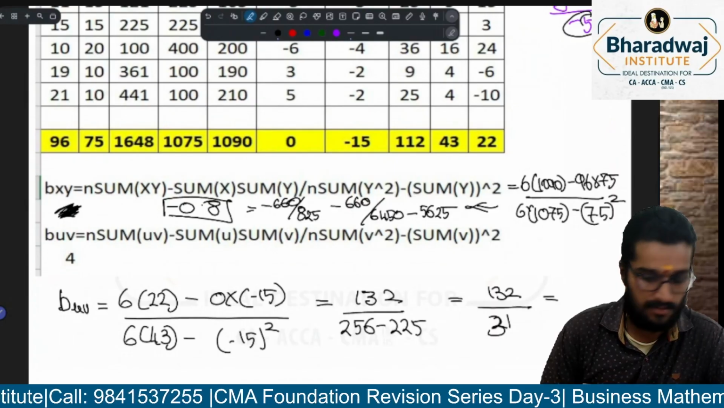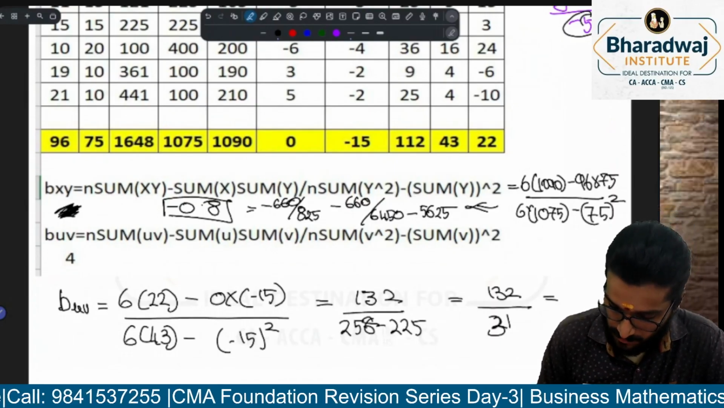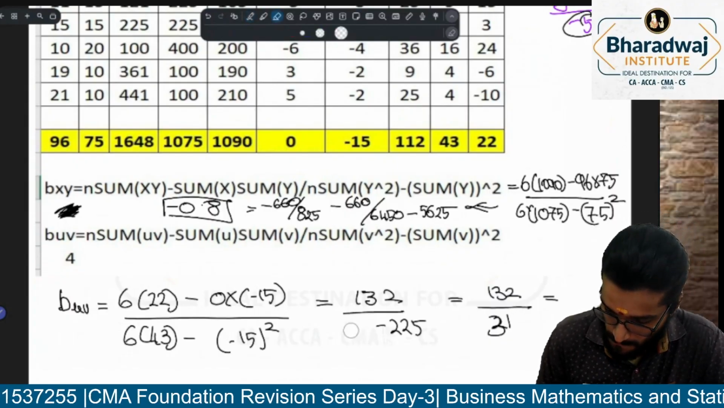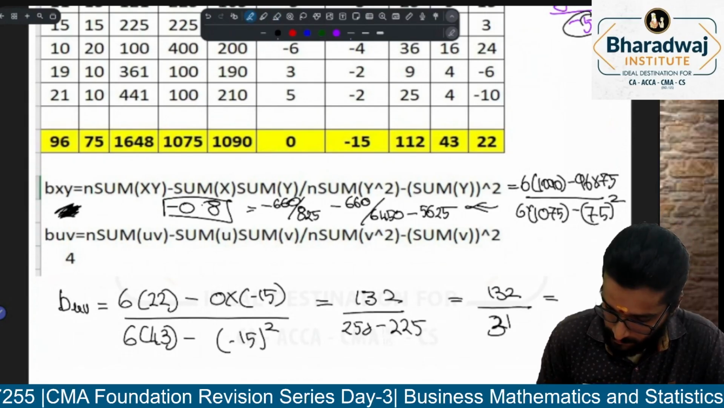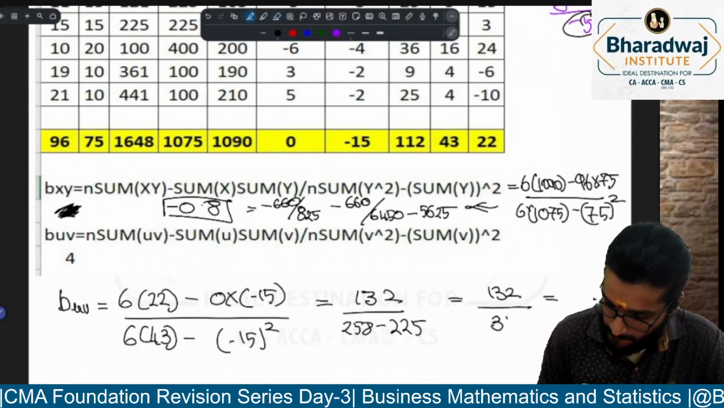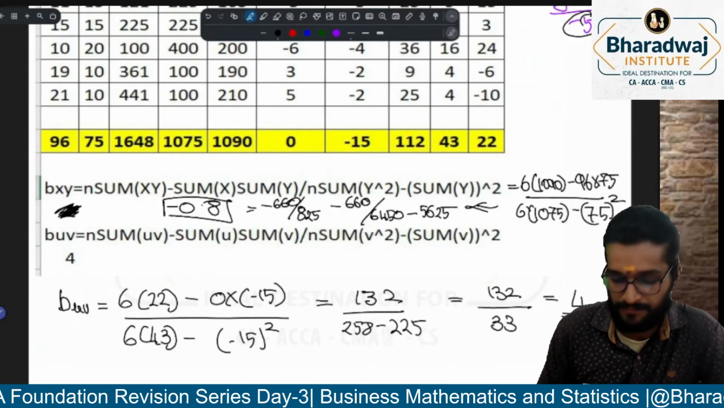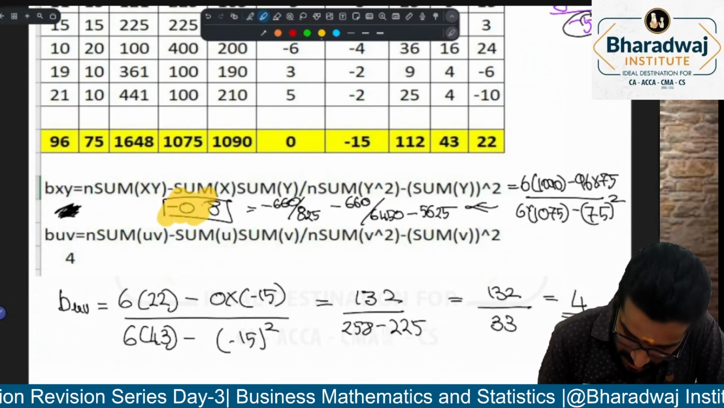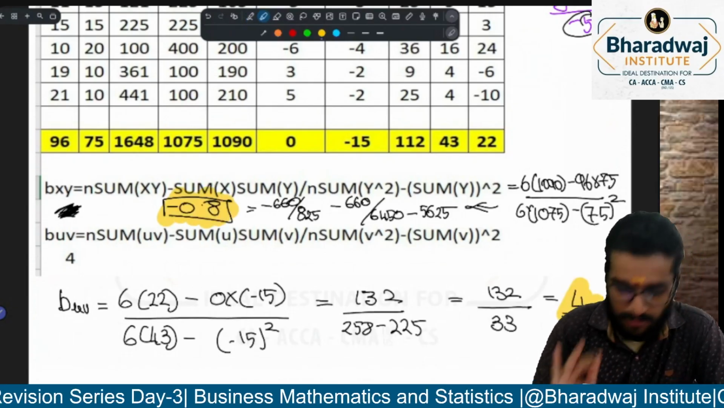6 times 43 should be 258. 258 minus 225. The answer is 4. Now, how are we going to relate this minus 0.8 and 4? That is the question here.